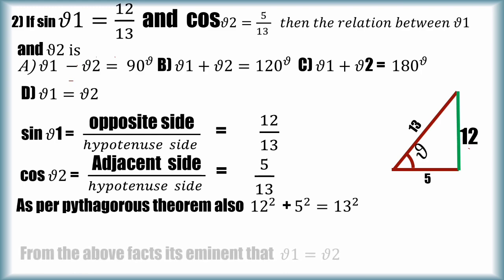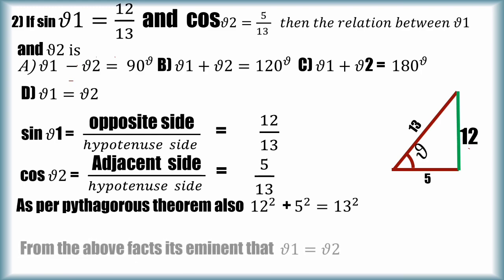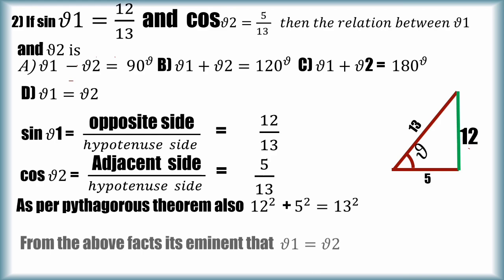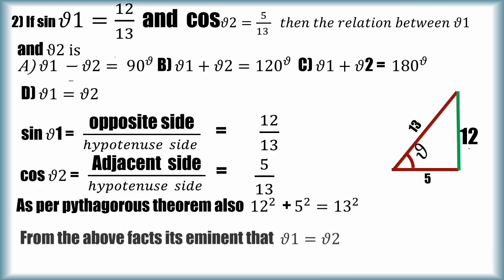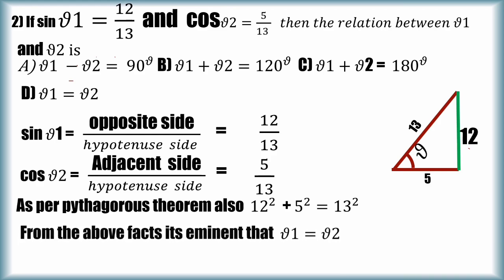That is, 12 square is 144 plus 5 square is 25, which is equivalent to 169, that is 13 square. From this fact, it is evident that theta 1 must be equivalent to theta 2. So D is the answer. D is the correct option.